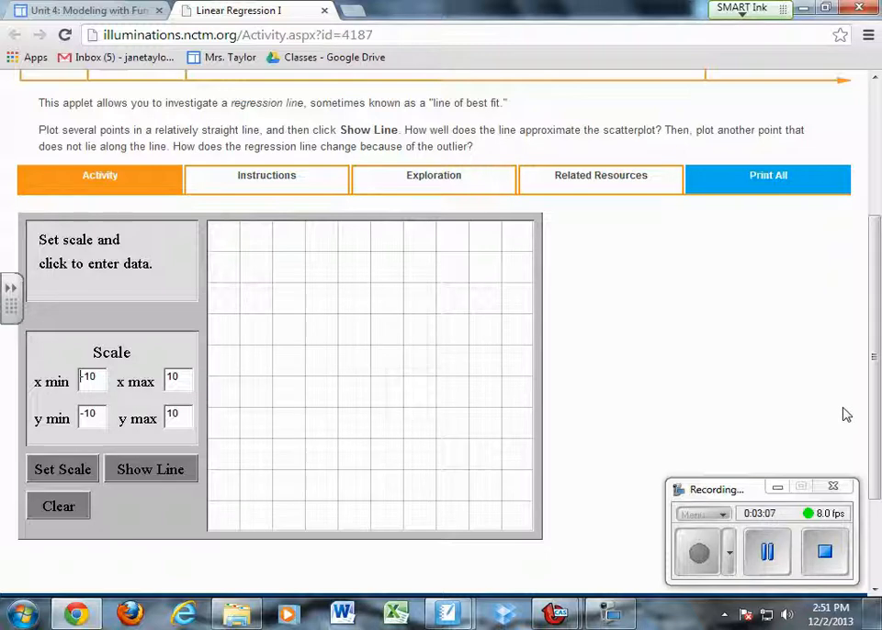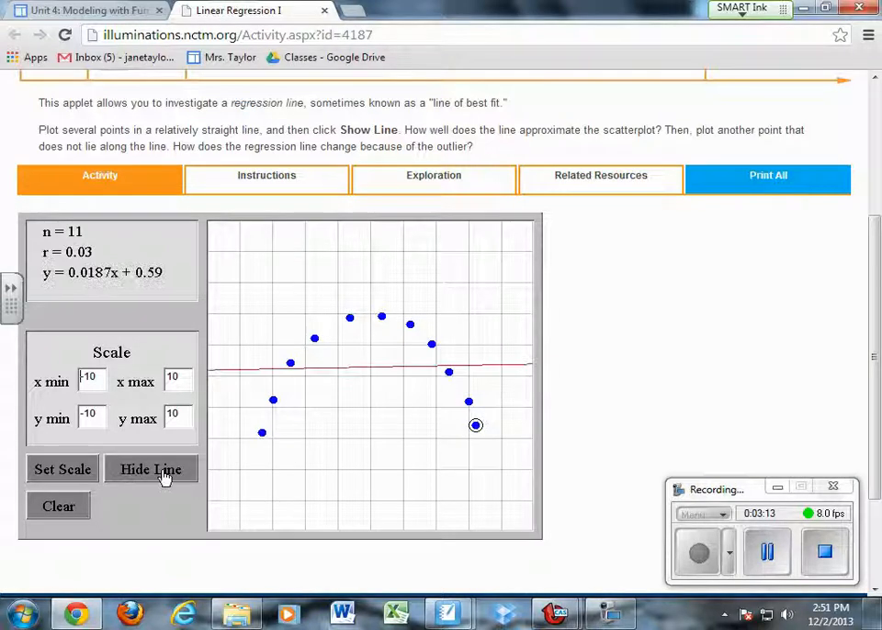Similarly, I can have something that has no correlation at all, nearly 0, and yet there is a relationship between the two variables. It's just not linear, it's quadratic. So the fact that there's no correlation doesn't mean that there's no association between the variables. It just means there's no linear association between two variables.